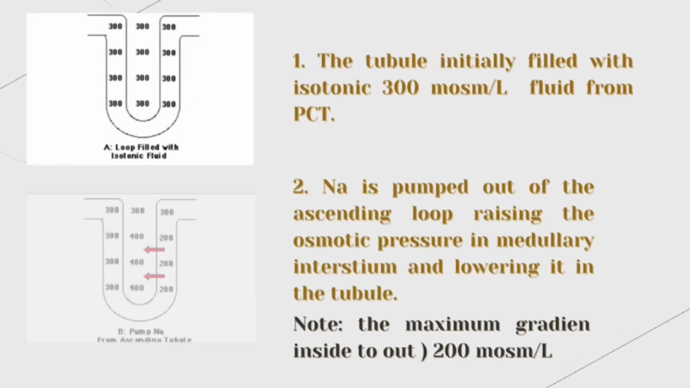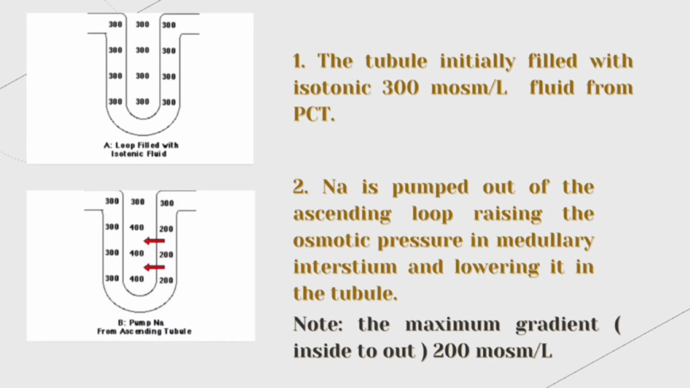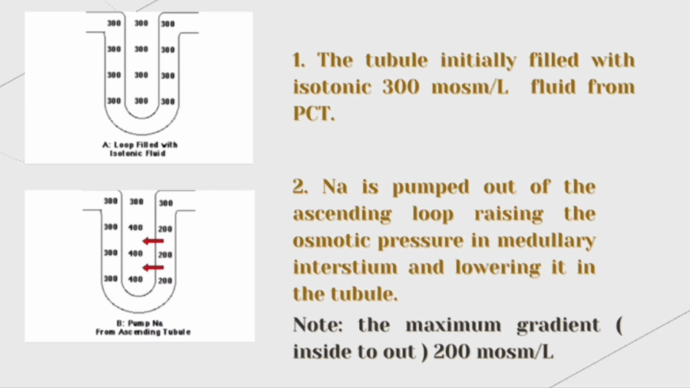The next one, we have steps. In figure A, the loop is filled with isotonic fluid. The tubule is initially filled with isotonic, 300 milliosmoles per liter, fluid from the PCT. The next one, we have figure B, pumping sodium from the ascending tubule. Na is pumped out of the ascending loop, raising the osmotic pressure in the medullary interstitium and lowering it in the tubule. Note that the maximum gradient inside to out is 200 milliosmoles per liter.